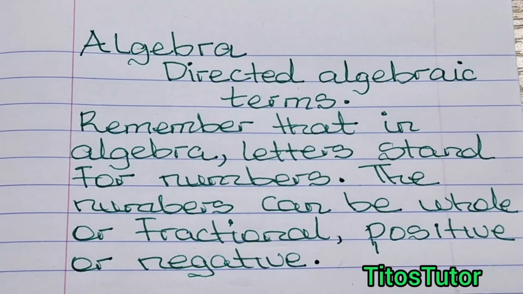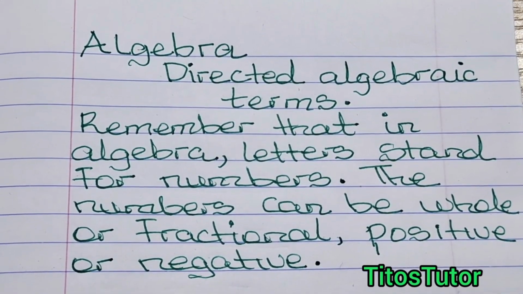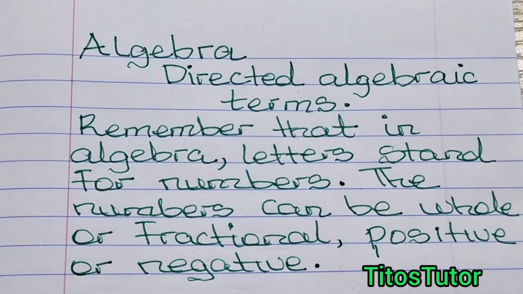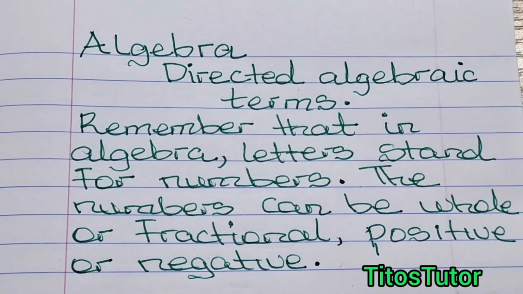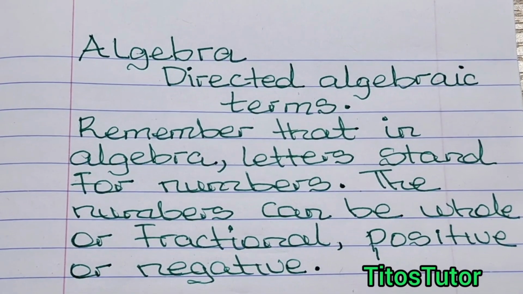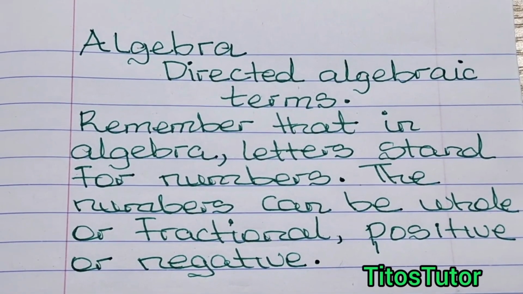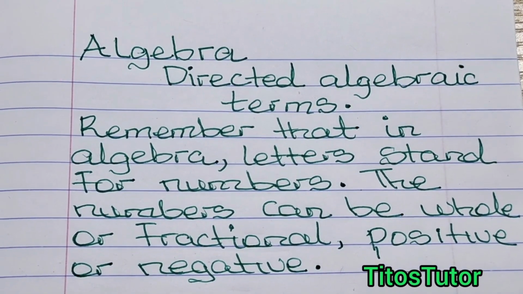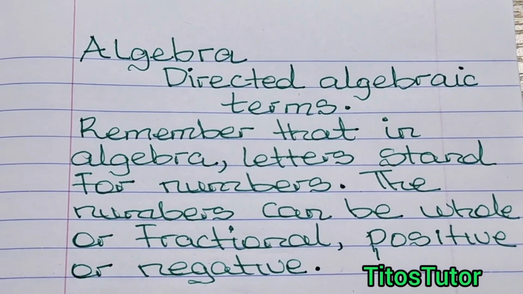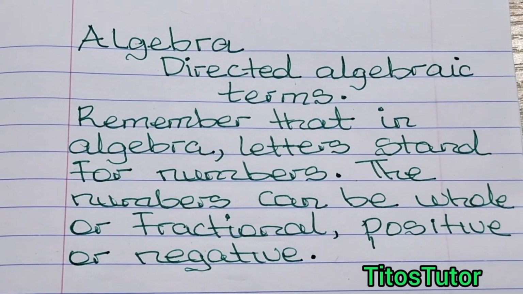And directed numbers are numbers with direction on our number line. So if your numbers are to the left of 0, then they are negative numbers. But if they are to the right of 0, then they are positive numbers. And that also applies in algebra. So let's take examples of algebraic terms and what they mean.